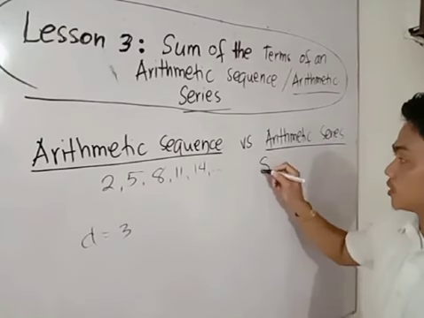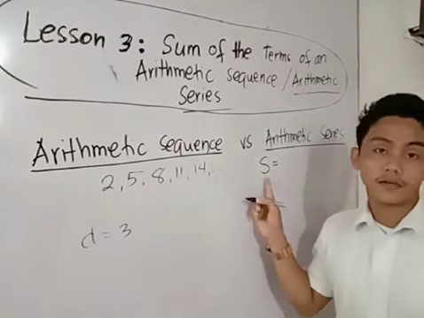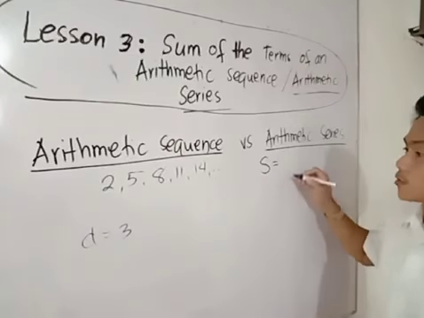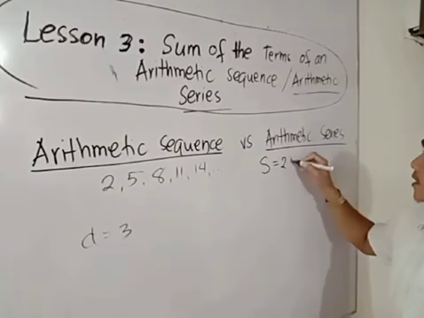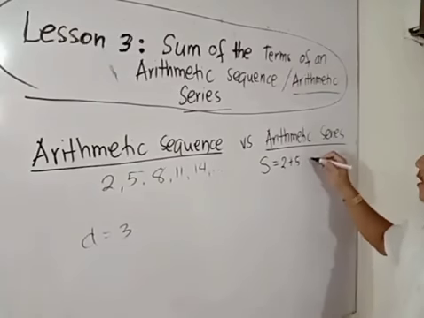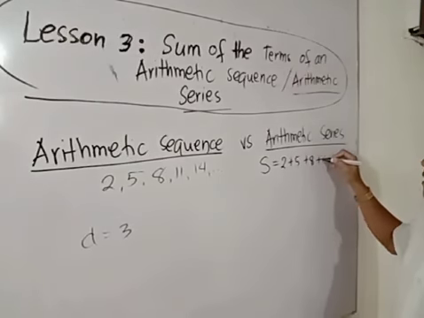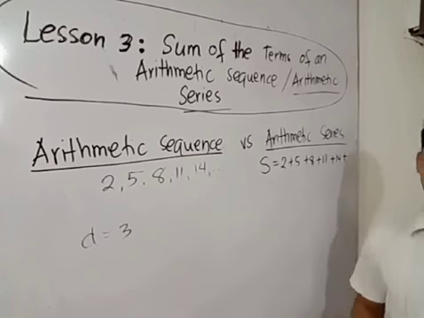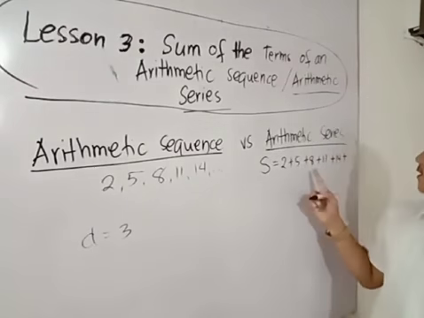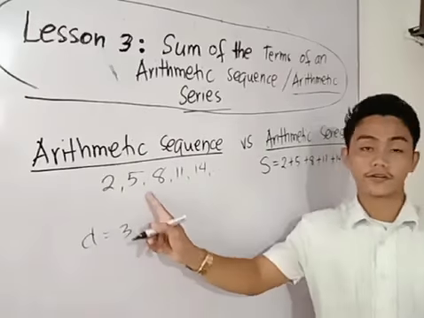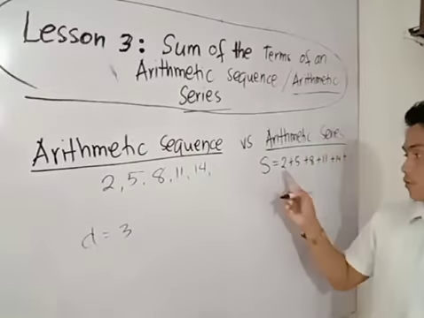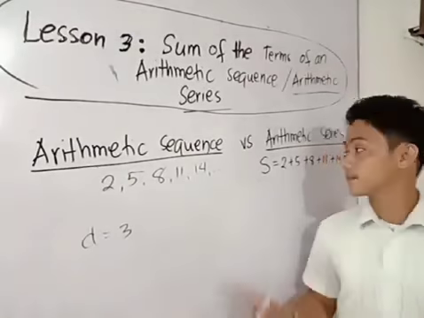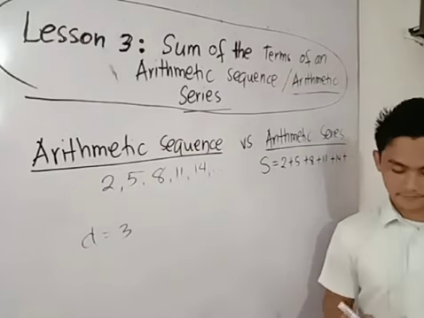All you need to do is write a big S, which stands for the sum, equal to 2 plus 5 plus 8 plus 11 plus 14 plus, and so on. So that's the difference between an arithmetic series and an arithmetic sequence. If you add the terms of the sequence, it is called a series.